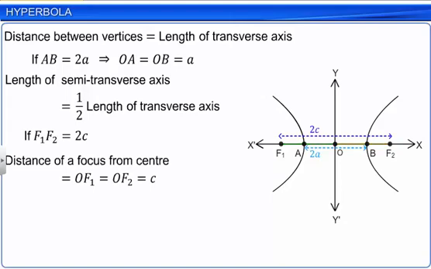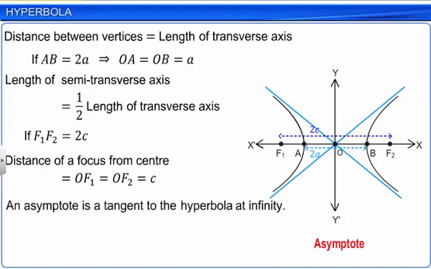Now, here is something just for your understanding. The intersecting blue lines that you see passing through the center of the hyperbola are called its asymptotes. An asymptote is a tangent to the hyperbola at infinity. If you draw a tangent to the hyperbola through any of its vertices, the tangent intersects the asymptotes as shown.